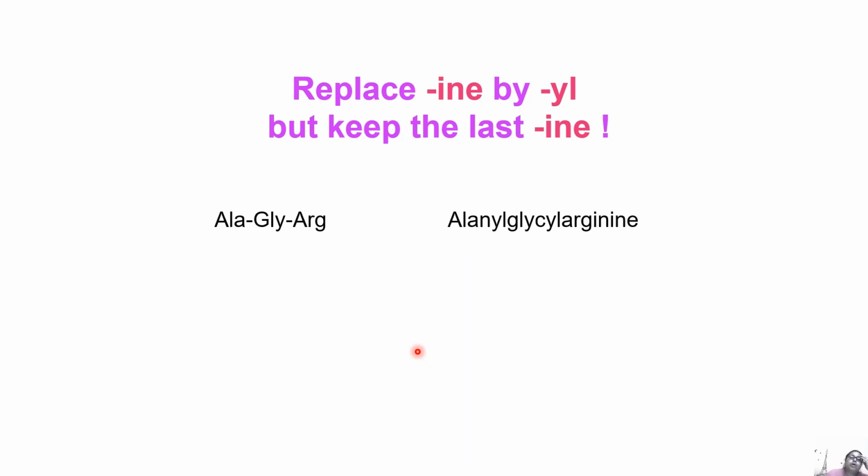If you want to talk about the nomenclature, you just have to replace the -ine by -yl, and keep the last amino acid as -ine. So if we have a tripeptide alanine glycine arginine, we will say alanyl glycyl arginine.